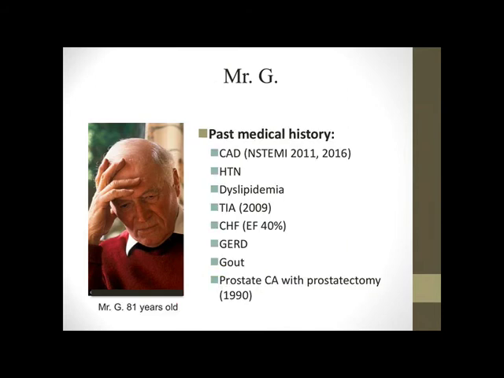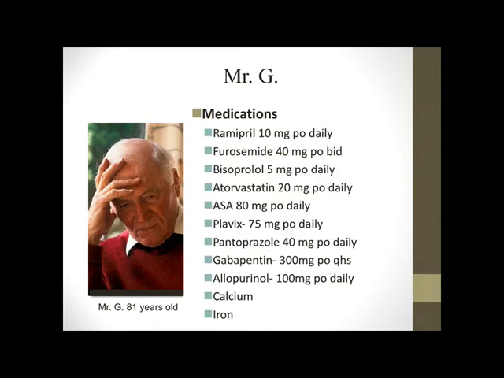His past medical history, so he has known coronary artery disease. He just had an NSTEMI, and he had one in 2011. Hypertension, dyslipidemia. He had a TIA in 2009, CHF, GERD, gout, and prostate cancer with prostatectomy in 1990. He has a long laundry list of medications, as you can see. Many people who have MIs end up on all the typical ACE inhibitors, beta blockers, anticoagulants.